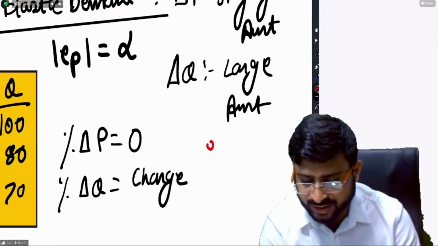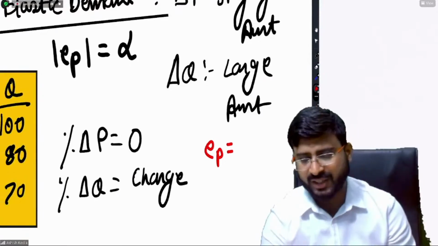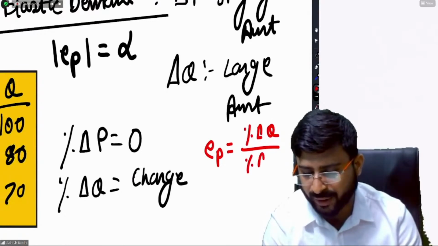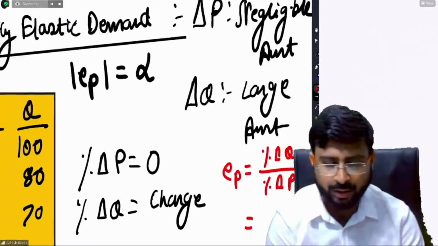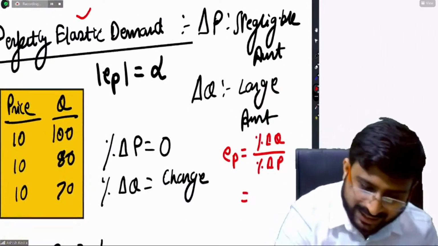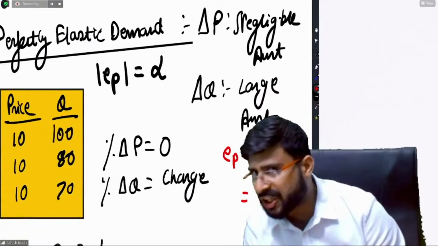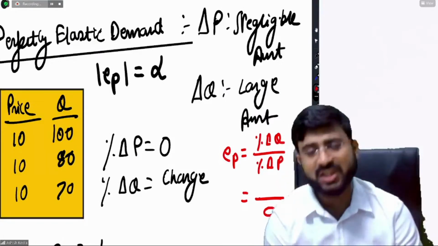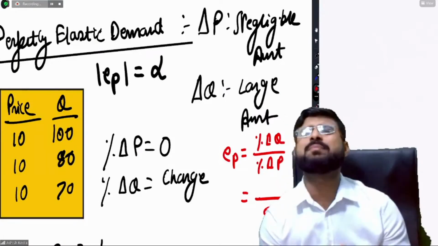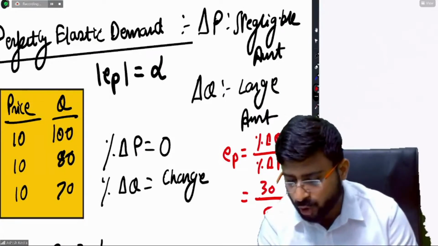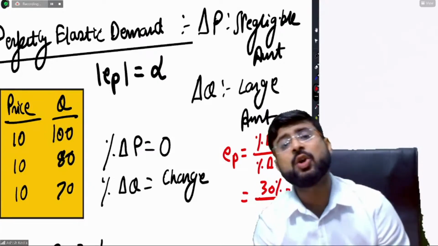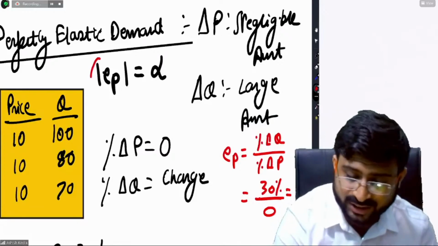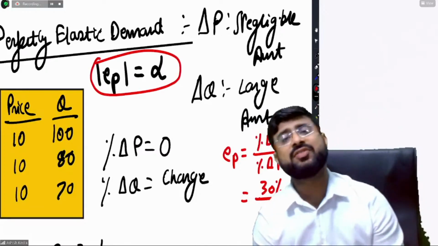अब आप लोगों को इलास्टिसिटी का फॉर्मूला याद है? परसेंटेज चेंज इन क्वांटिटी डिमांडेड बाय परसेंटेज चेंज इन प्राइस. अब मैंने आपको क्या बोला? What did I say? In perfectly elastic demand there is no change in price. So, zero change in price. Quantity can be 10%, 20%, 30%. And you all know it will become infinity or undefined. Yes or no? So, in perfectly elastic demand, this is why we say elasticity is infinity.